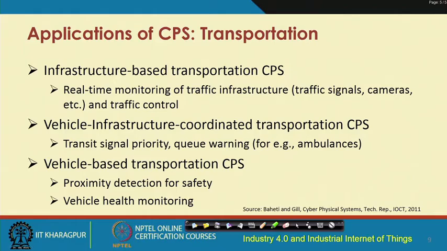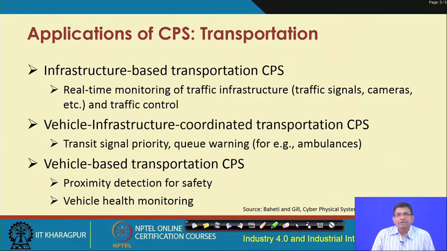So the next application domain of cyber physical systems is transportation. Cars, vehicles in general, aircrafts, they all use cyber physical systems. There could be infrastructure based transportation cyber physical systems for real time monitoring of traffic infrastructure, such as traffic signals, cameras, etc., and traffic control. Vehicle infrastructure coordinated transportation CPS for transit signal priority, queue warning, for example for ambulances, etc. So these are very important priority based queuing, priority based system integration, and so on. So all these things in transportation could be addressed with the help of cyber physical systems.